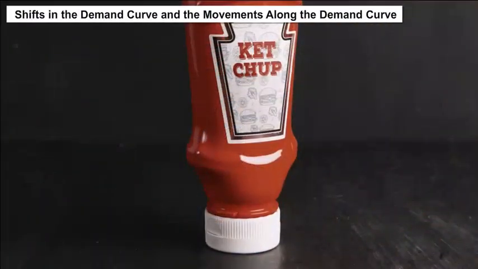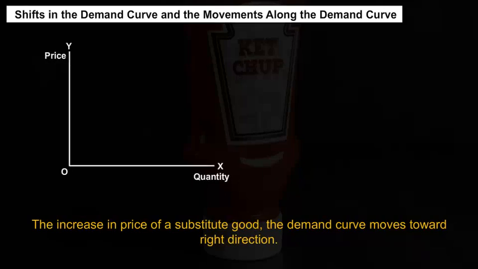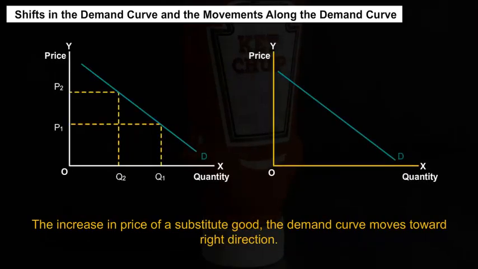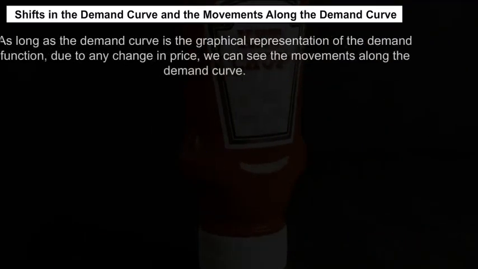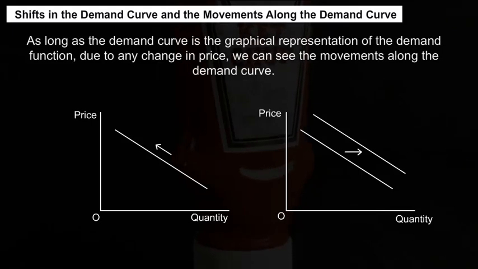Shifts in the demand curve and movements along the demand curve. With an increase in the price of a substitute good, the demand curve moves to the right. But for a complementary good, the demand curve shifts leftward. Since the demand curve is a graphical representation of the demand function, due to any change in price, we see movements along the demand curve.